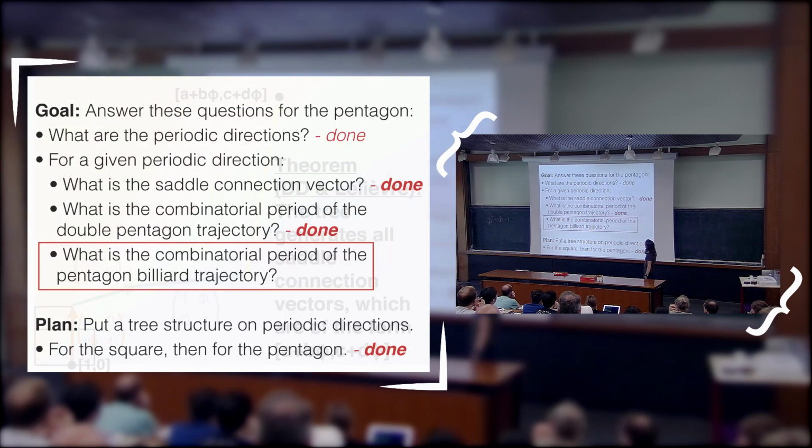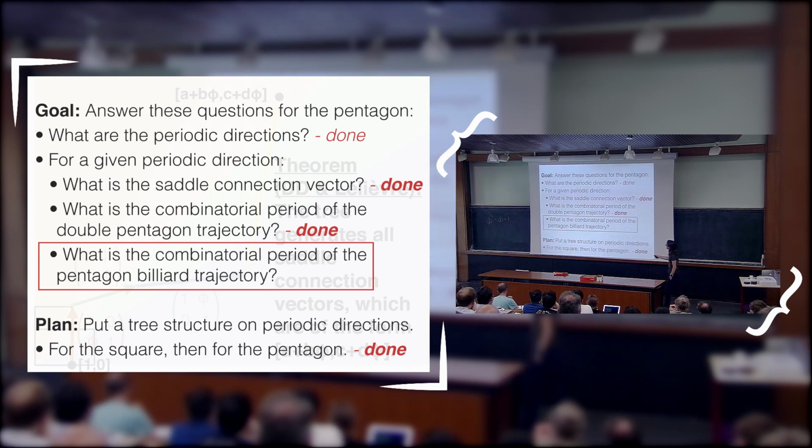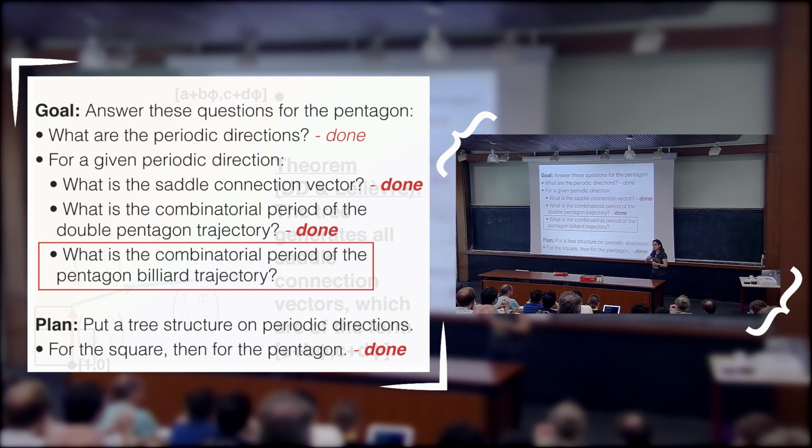All right, so here are our goals. We wanted to know what the periodic directions were. We did that. And then for a given periodic direction, we wanted to know what's the saddle connection vector in that direction. And we figured out you just start with (1, 0), and then you apply a bunch of shears to get what you want. And then what's the combinatorial period in that direction? Well, it's just the sum of the vector coefficients times 2. So that's good. We also wanted to put a tree structure on the periodic directions, and we did that.